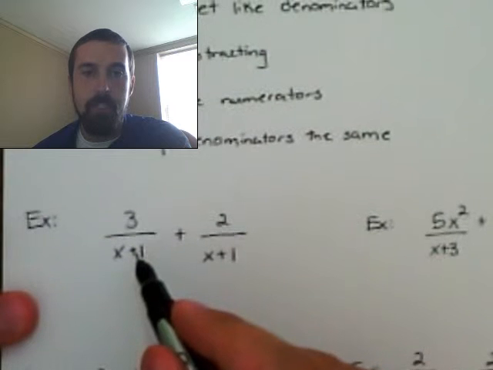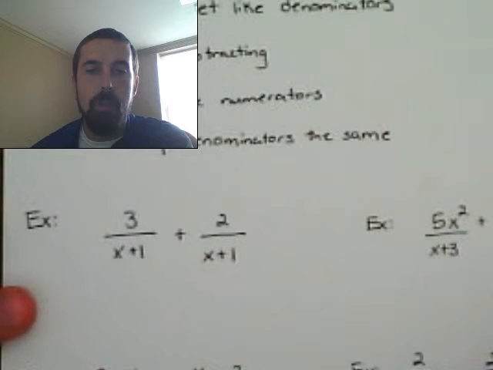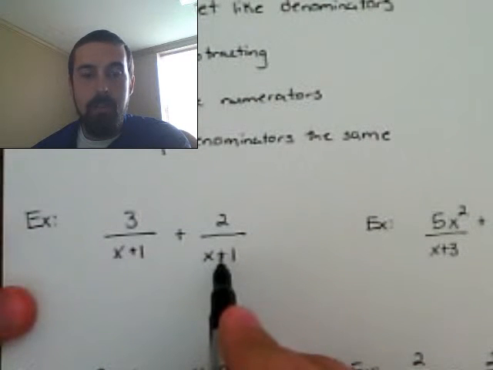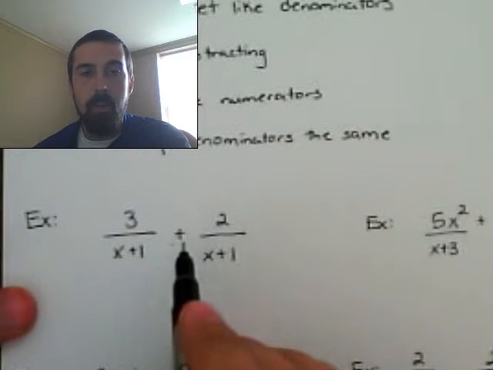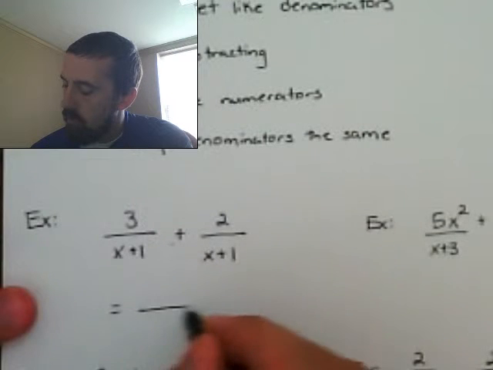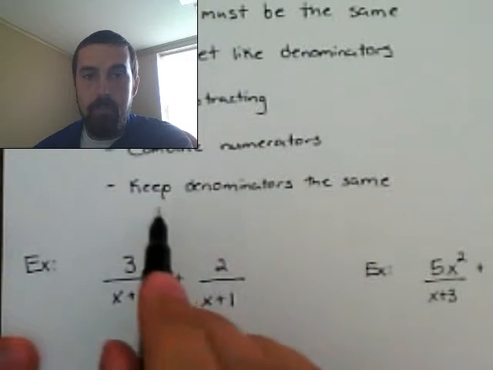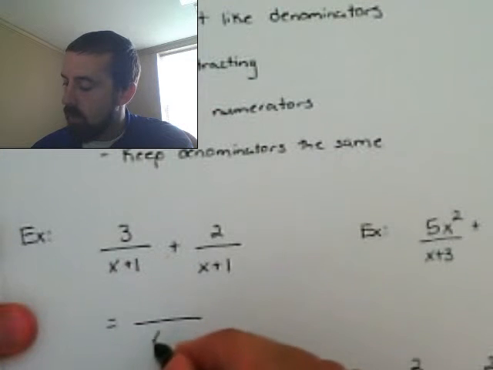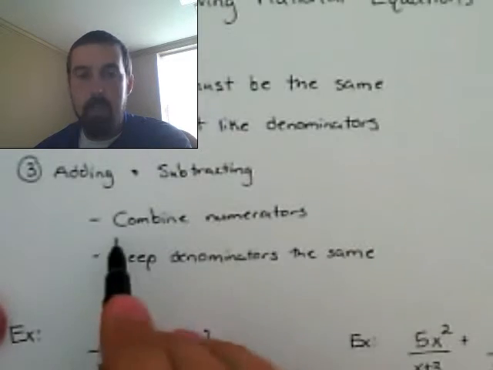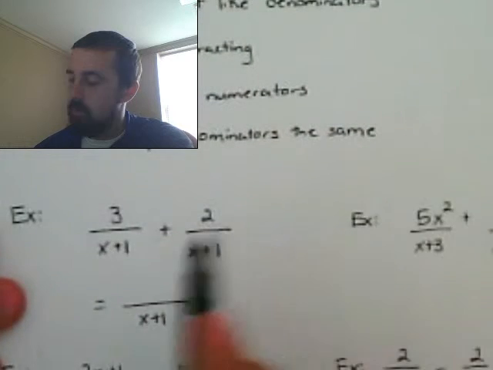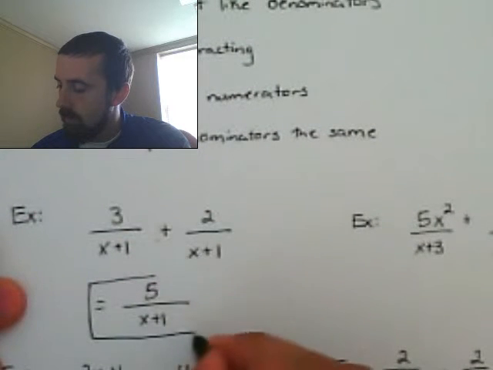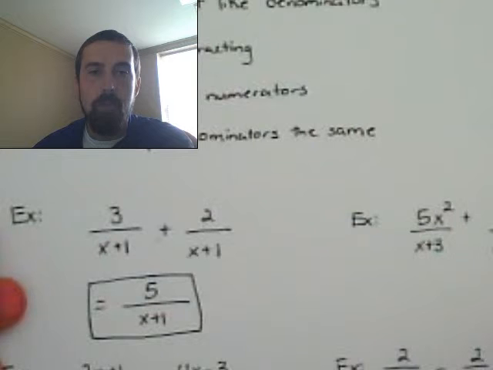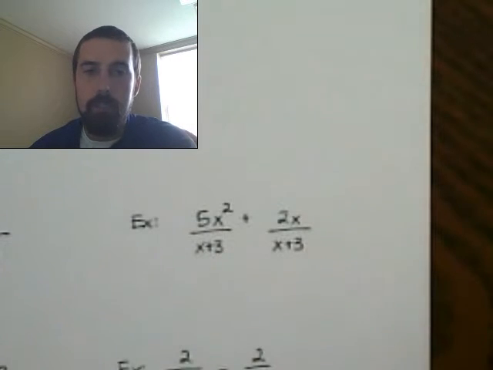So we're looking at this first example here. We have 3 over x plus 1 plus 2 over x plus 1. Well, since the denominators are the same, that means that we can add these together because it says adding. That means equals our denominator, like it says here, keep the denominators the same if they already are the same. It's x plus 1. Combine the numerators. Well, 3 plus 2 is 5. That'll be our answer, 5 over x plus 1. All right, that's an easy one. Let's move on to another one, a little more complicated.